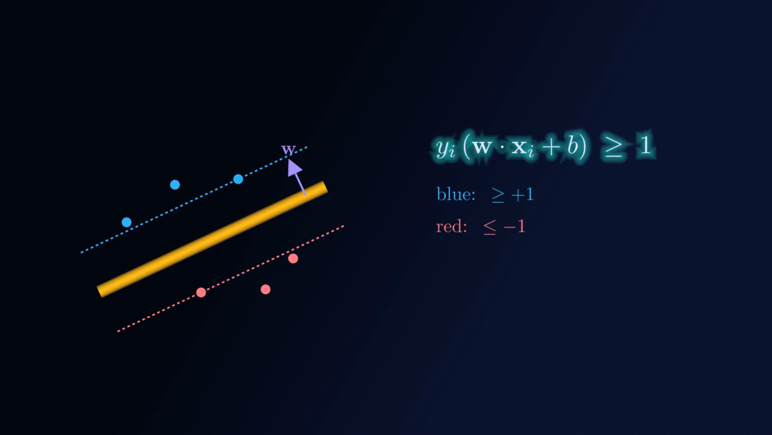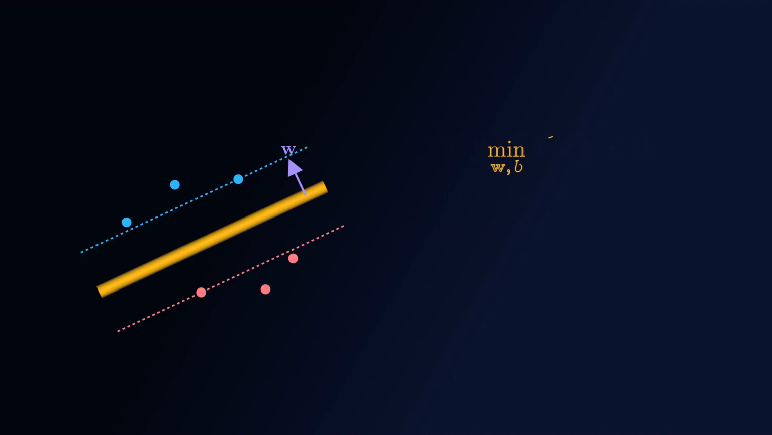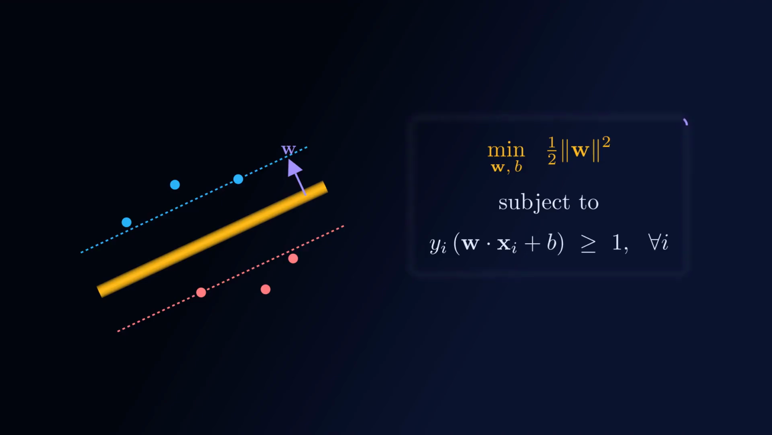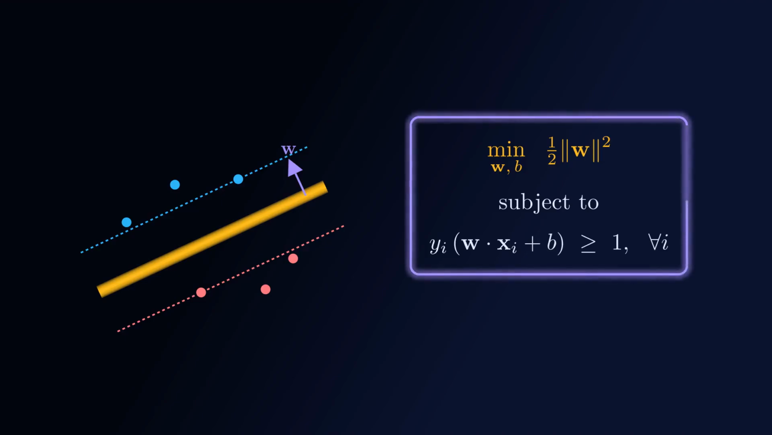So here is the complete support vector machine stated in 2 lines. Minimize 1/2 the length of W squared, subject to the rule that every point satisfies its margin constraint, a tug of war between a short W wanting a wide street and the data points refusing to be crossed.